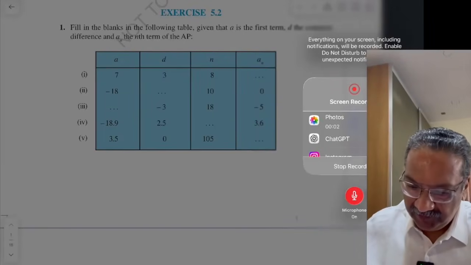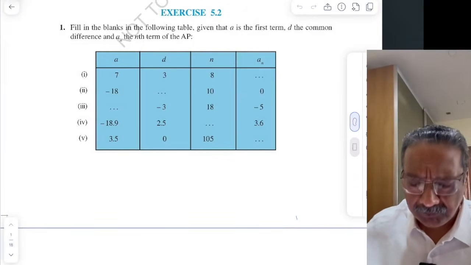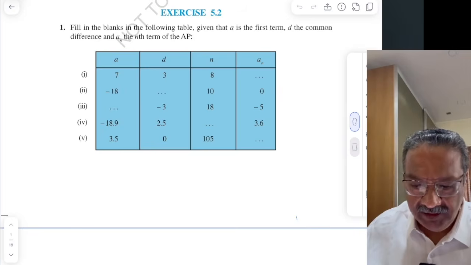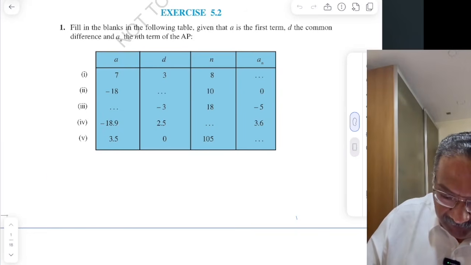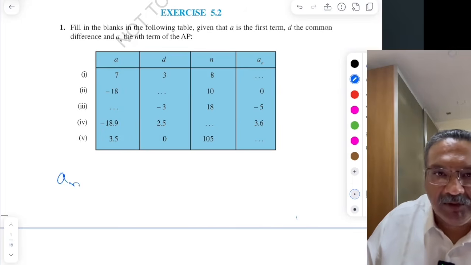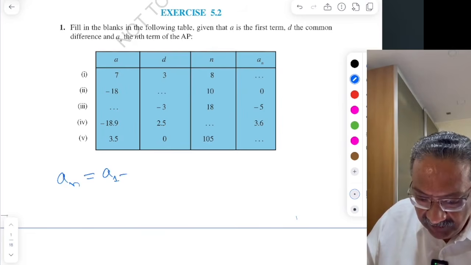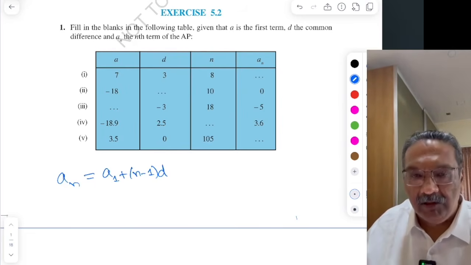Let us begin with exercise 5.2. First question: fill in the blanks in the following table, given that A is the first term, D the common difference, and AN is the nth term of the AP. So first we'll write the formula. We know that the nth term of an arithmetic progression is given by AN is equal to A1 plus (n minus 1) D, where D is the common difference.